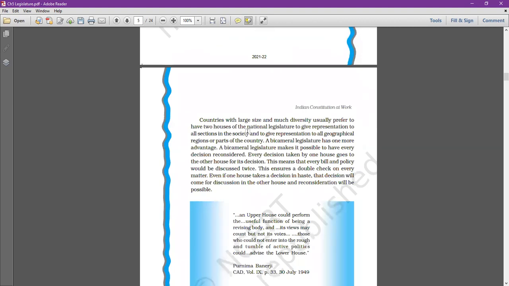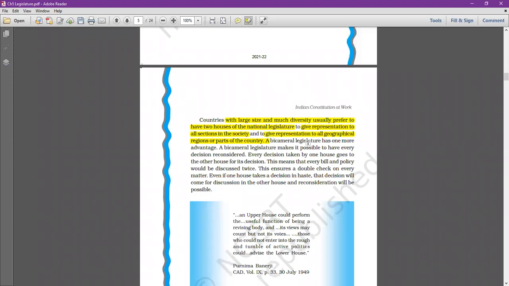Now, countries with large size and much diversity usually prefer to have two houses of the national legislature, as we did, to give representation to all sections of society and to all geographical regions or parts of the country. So this is also the reason that we adopted a bicameral legislature. We are a very large country, and we have so much diversity on a regional basis and on different bases. So to give representation to all sections of society and all geographical regions, we have adopted bicameralism.